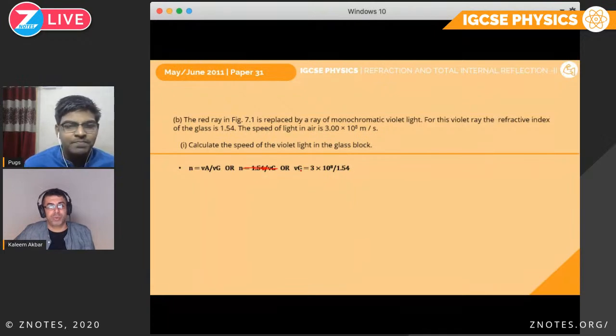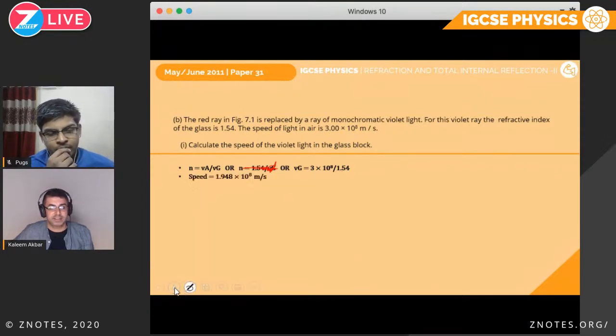So what you want to do is, I think that VG shouldn't be there. So VG equals 3 times 10 to the 8, because that is going to be the speed of light in air, divided by n, which is 1.54. So actually it was fine, it's just that little bit added on at the end. And what you'll get is 1.948 times 10 to the 8 meters per second.